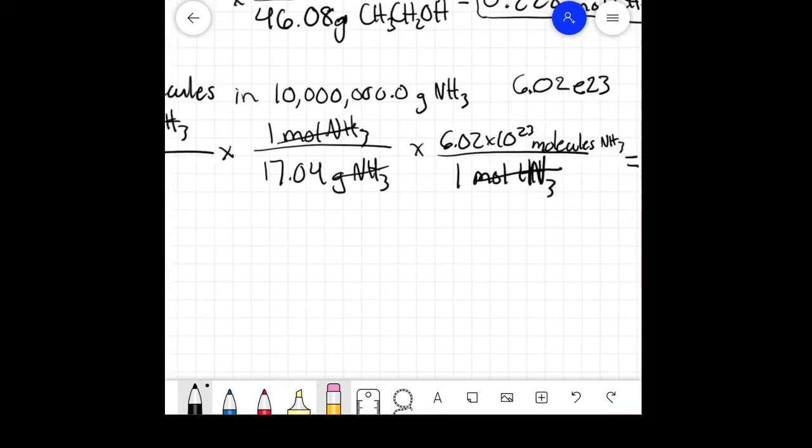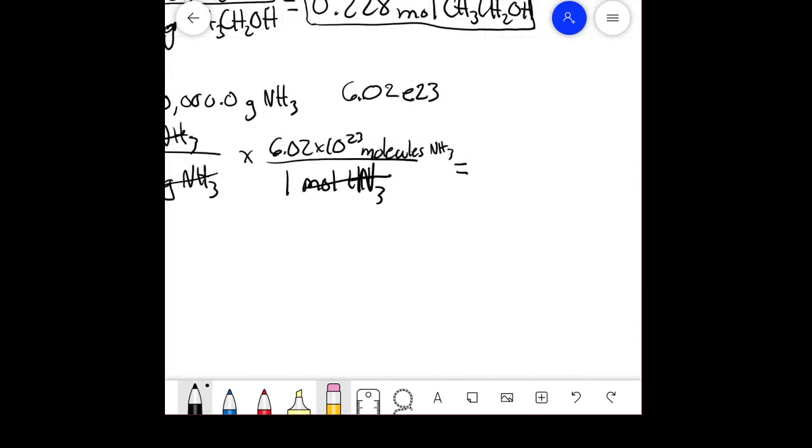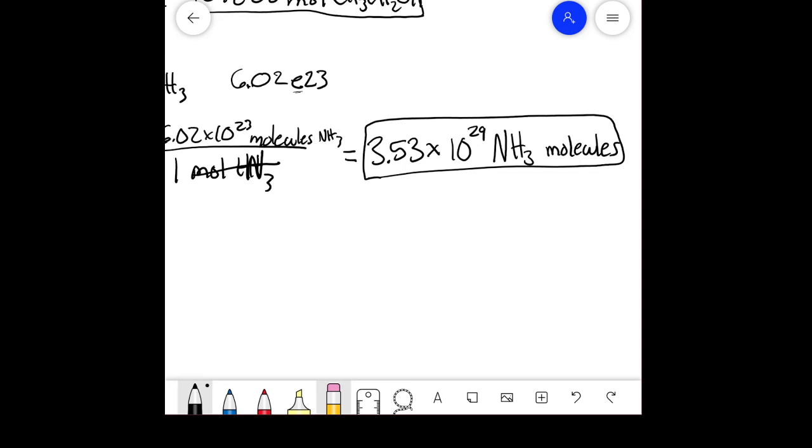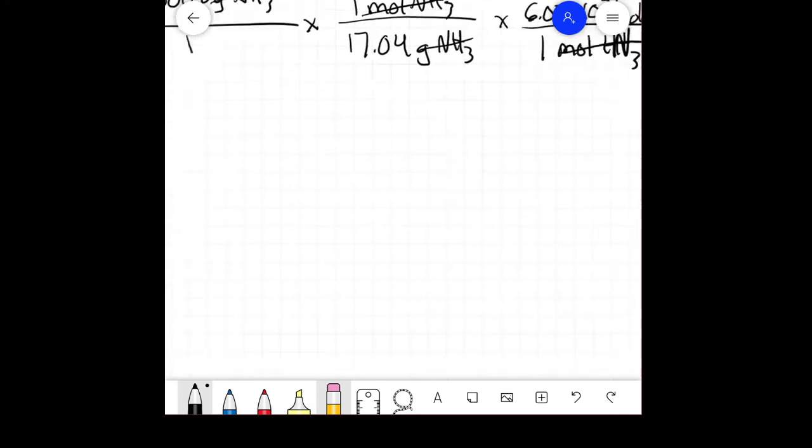And then you'll put the rest of this in, and that will give you 3.53, because you have 3 sig figs here, times 10 to the 29th ammonia molecules. That is a lot of molecules, but that is it. So that's kind of the basis. Just remember, if you have a diatomic, and it wants atoms of that molecule, remember those.